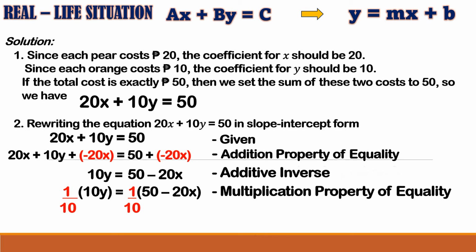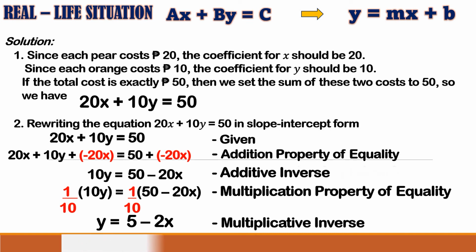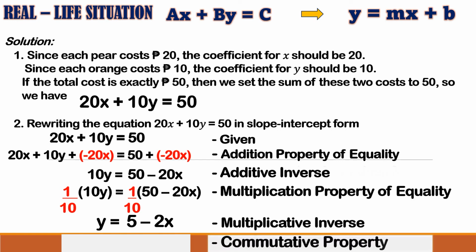So we have 1 over 10 times 10y is equal to y, since 1 times 10y divided by 10 is equal to y. And for the right side of the equation, 1 times 50 is 50 divided by 10 is 5. 1 times negative 20x equals negative 20x divided by 10 equals negative 2x. So we have y equals 5 minus 2x. And applying the commutative property, we have y equals negative 2x plus 5. So y equals negative 2x plus 5 is now the slope-intercept form of the given equation.